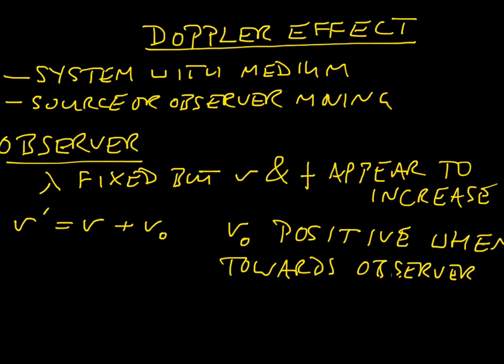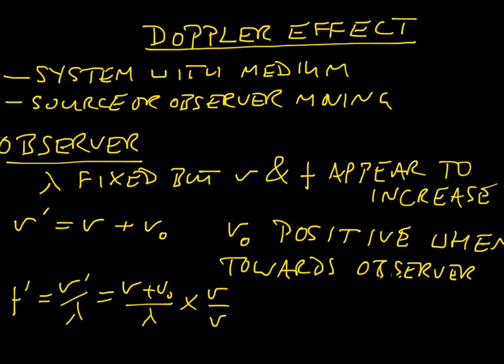So, what does this mean for the frequency? Well, we have that the apparently observed frequency is going to be v prime divided by lambda, the wavelength, which hasn't changed, and that's just v plus VO over lambda. That's a perfectly reasonable formula. However, we normally want to have the frequency which is observed in terms of the original frequency, the frequency emitted by the source. So we're going to scale by just v over v, which is of course 1.